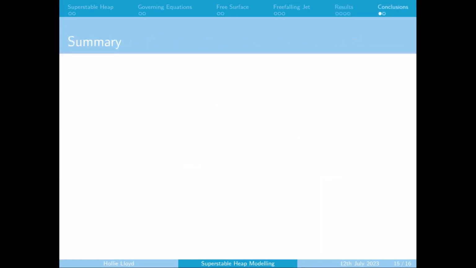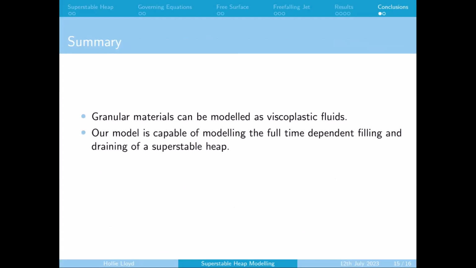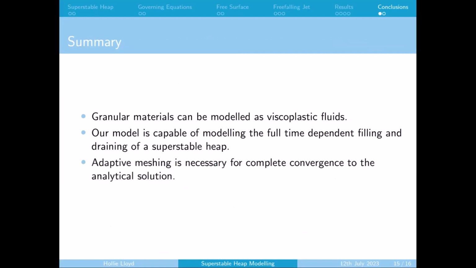So to summarize everything that I've talked about today, I've shown that we can model granular materials as essentially viscoplastic fluids where our viscosity is dependent on granular properties. And I've shown that we can model the full time-dependent superstable heap system. And while we're doing that, we're also not sacrificing any steady state accuracy. But if we wanted to see complete convergence to the analytical solutions, we would need some sort of reasonable computational expense.